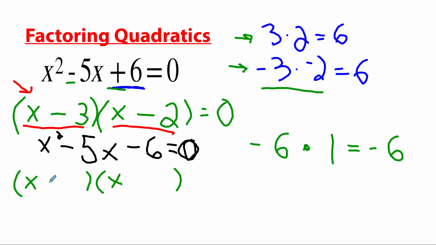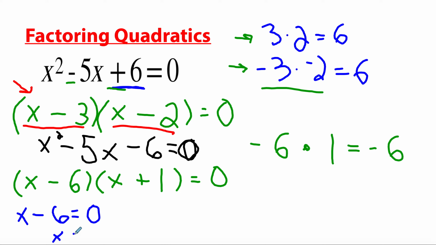So it doesn't really matter what order I put them in. Here's -6. This one has to be +1. And that still equals 0. If I were solving this, let's say the instruction said solve this, then I would need to set x minus 6 equal to 0. And clearly to get x by itself, I'm going to be adding 6 to both sides, and I would get x equals 6.